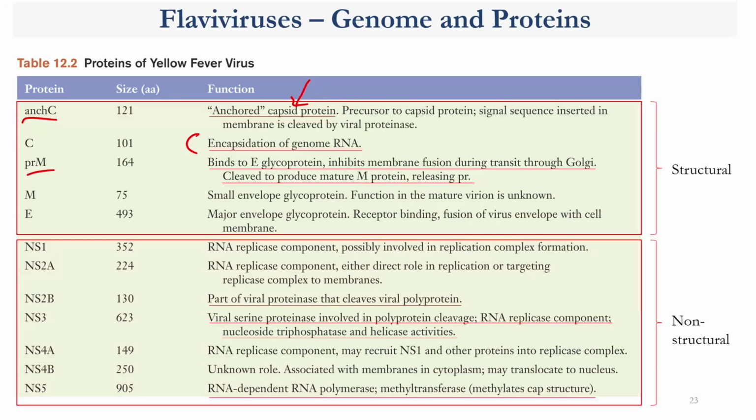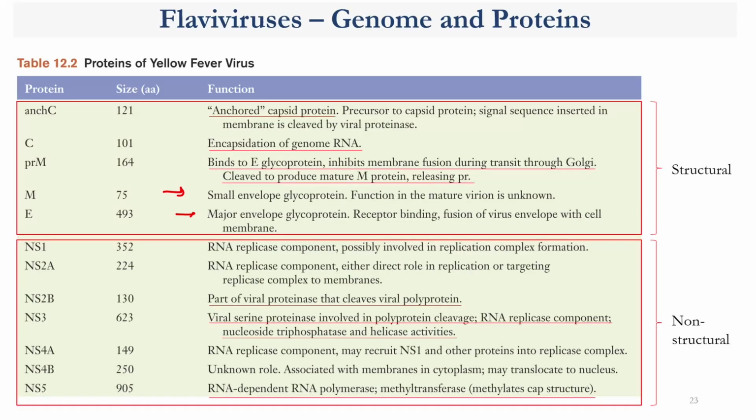Your PRM is the precursor protein. It binds to the E-glycoprotein, so envelope protein. It inhibits the membrane from fusing with the Golgi membranes as it goes through Golgi. And once it gets to the right site, it gets cleaved to form the M protein, okay? And that's going to release this PR peptide from the M protein. Your E protein is your major envelope glycoprotein. M protein is the small envelope glycoprotein, okay?